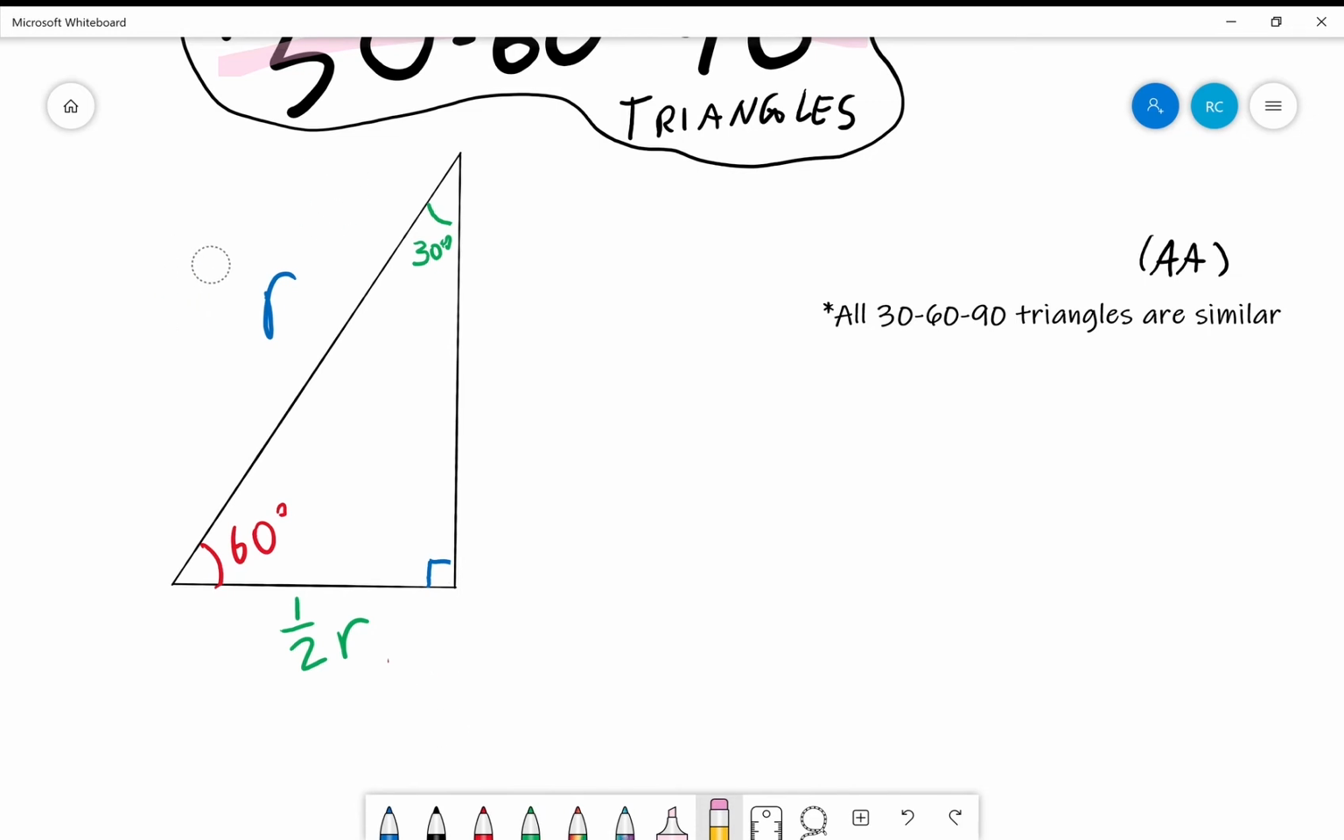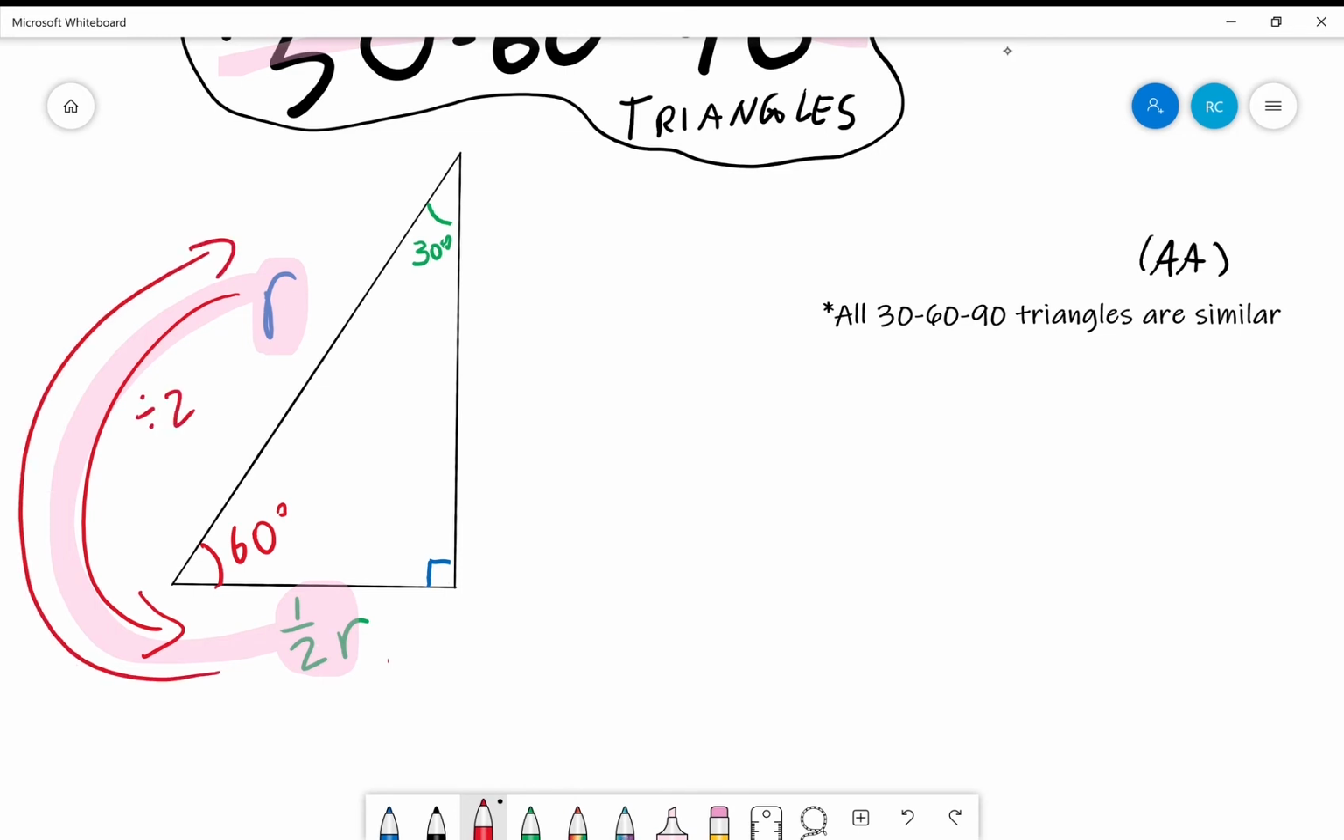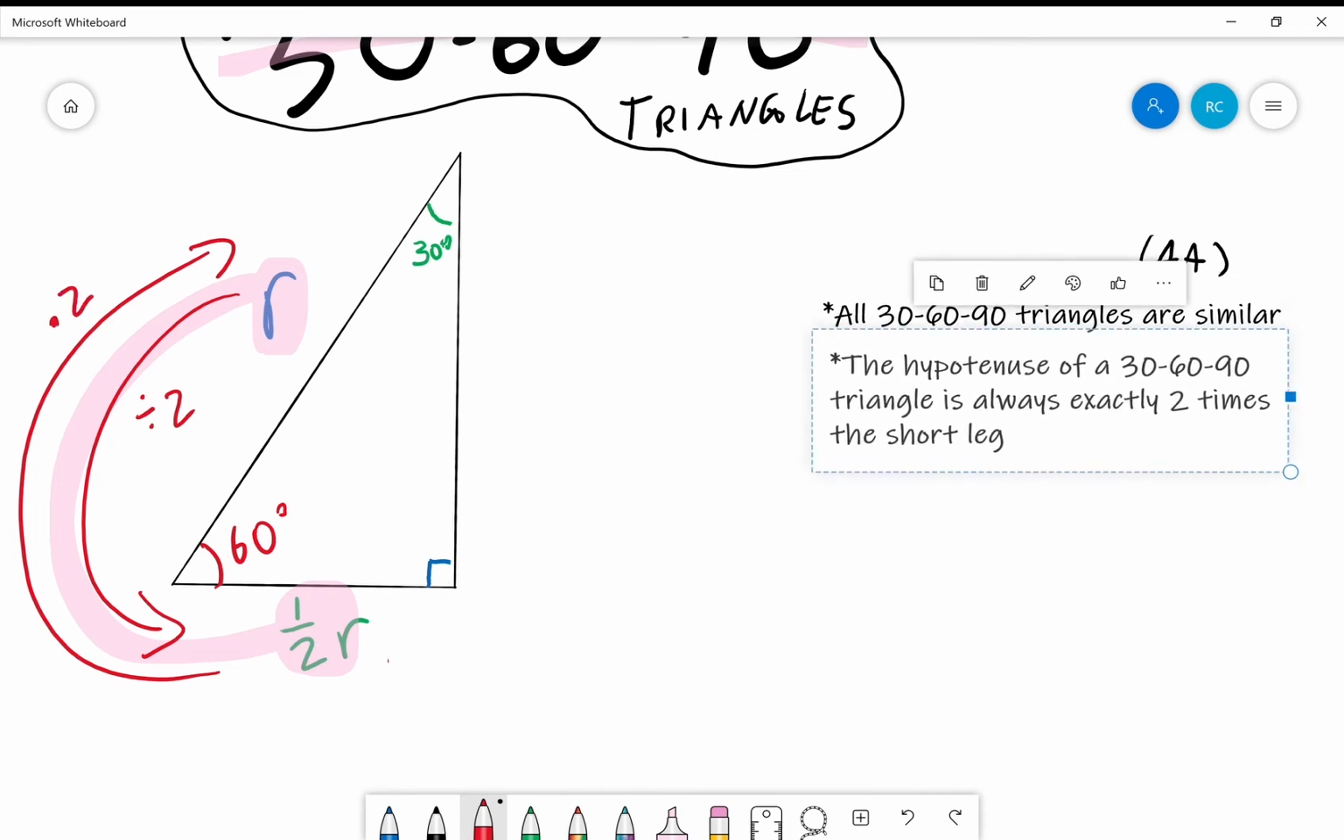So far it seems pretty much the same as the 45-45-90 triangle, in that we now know that to get from this side to this side, if you're going this way, you divide by 2. If you're going the opposite way, you multiply by 2. The hypotenuse of a 30, 60, 90 triangle is always exactly 2 times its short leg. And you can always reverse that to say that the short leg is half the hypotenuse. Those two mean the same thing.